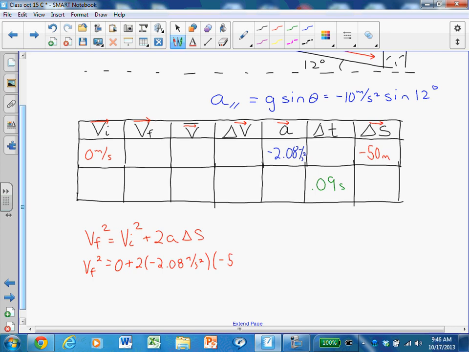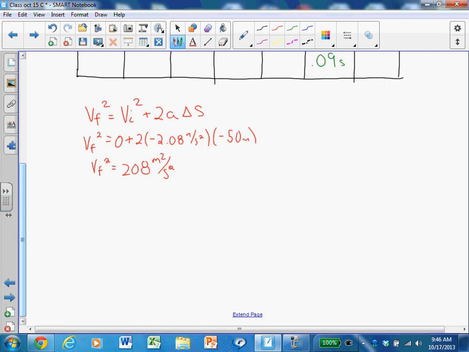So VF squared equals times 100. So 100, 208, right? Positive. So VF we're going to find by square rooting both sides. VF, the square root of 208 is 14.4. Now should it be negative or positive?